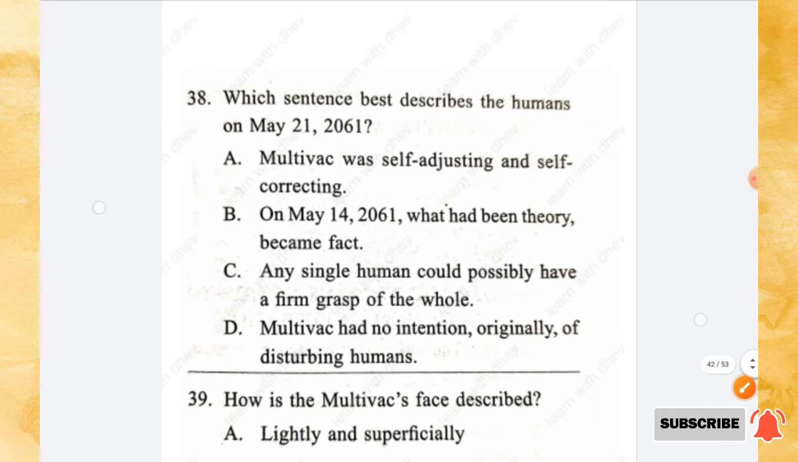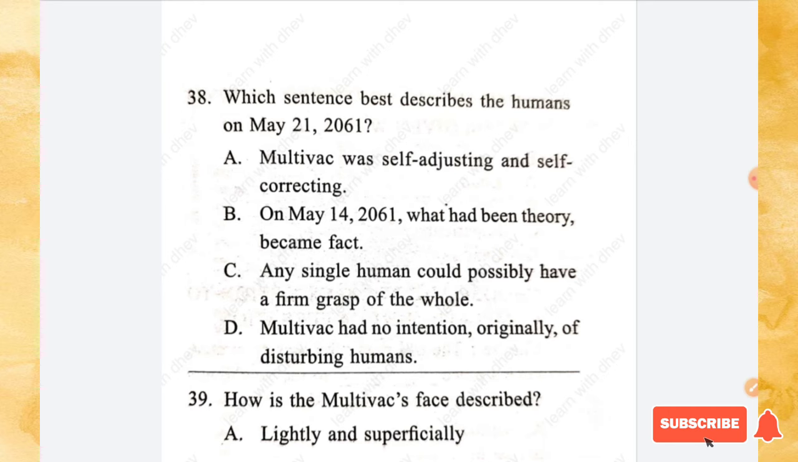Which sentence best describes the humans on May 21, 2061? Option A, Multivac was self-adjusting and self-correcting. Option B, on May 14, 2061, what had been theory became fact. Option C, any single human could possibly have a firm grasp of the whole. Option D, Multivac had no intention originally of disturbing humans. So the right answer for this question is option C.